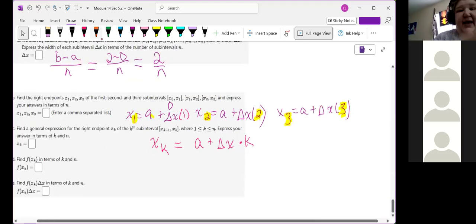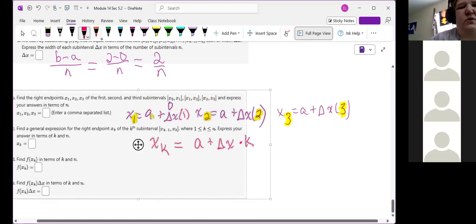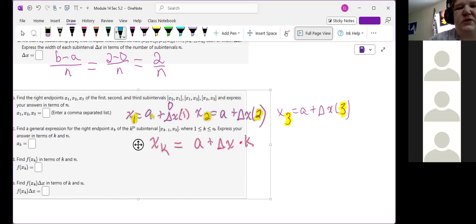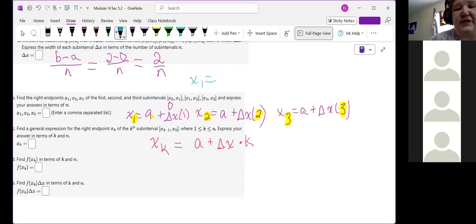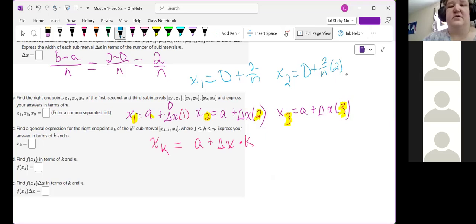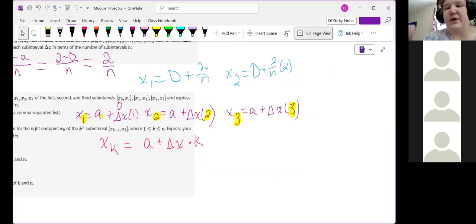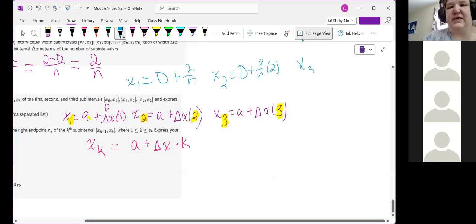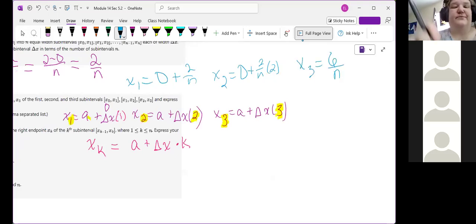So for the actual answer they want to see here, they actually want it for our particular things. So x1 is going to be our starting value of 0 plus delta x we just figured out is 2 over n. So our first value is just 2 over n. Our next value is 0 plus 2 over n times 2. So we have 2 over n, and then we have 4 over n. And then when we multiply by 3, we're going to have 6 over n.